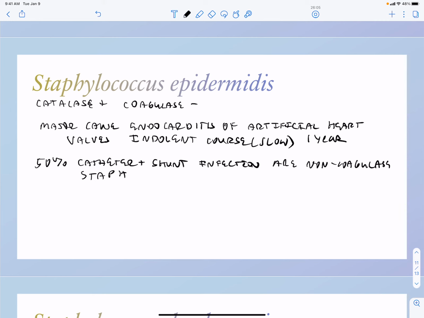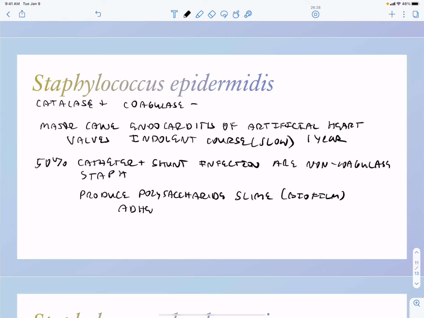The other thing is staph can produce a polysaccharide slime. We talked about that slime. It forms that biofilm. And this allows it to adhere to the catheter. Or the shunt. And it also protects them from antibiotics and the immune response.